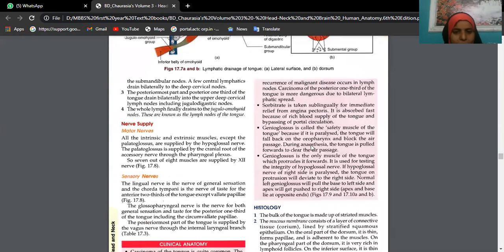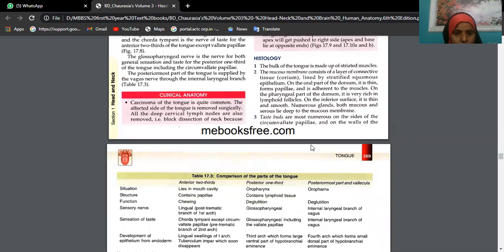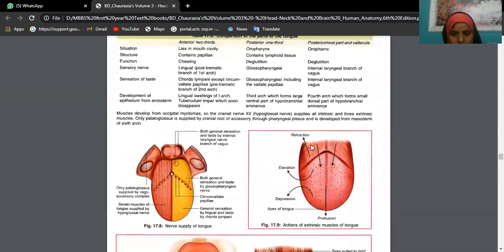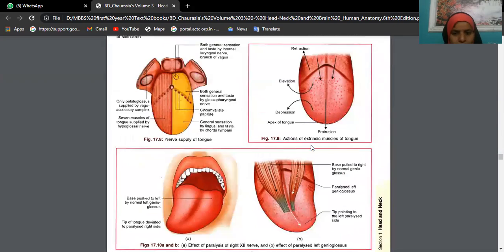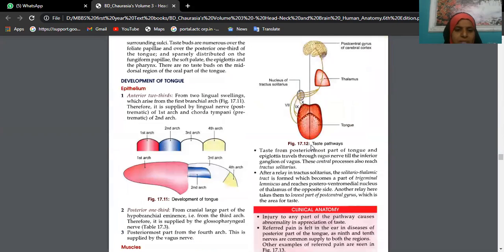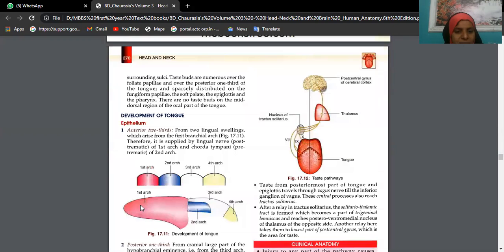Then if you recollect the development, I'll check the diagrams. Yes, we have first arch, second arch, third arch, and fourth arch. In the first arch, you will see two lingual swellings developing. Then there will be the tuberculum impar. Then the hypobranchial eminence, which will further subdivide into two. The second arch will not be participating. These four arches will grow and lead to the formation of the complete tongue.